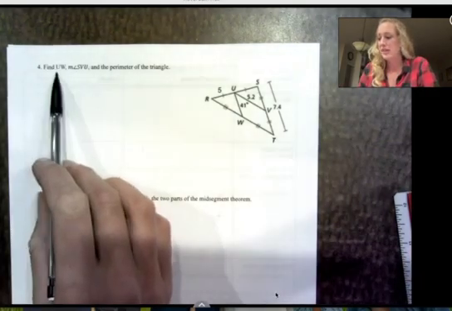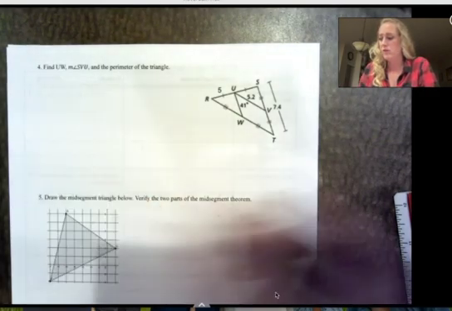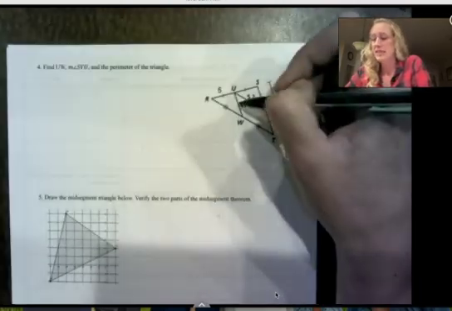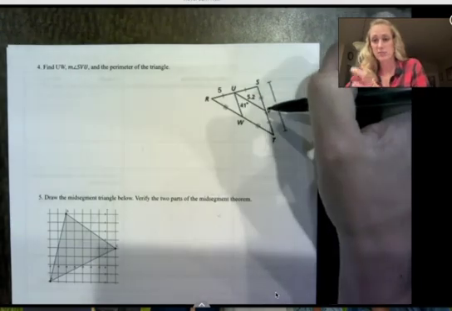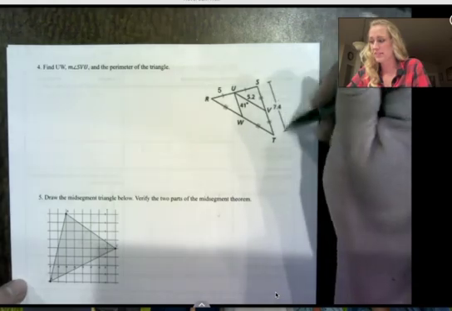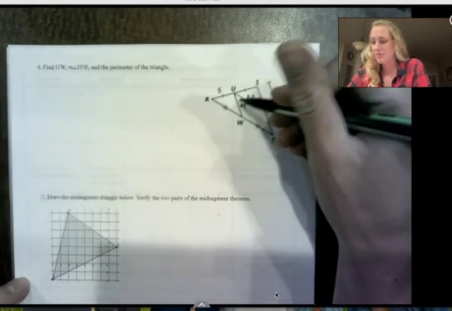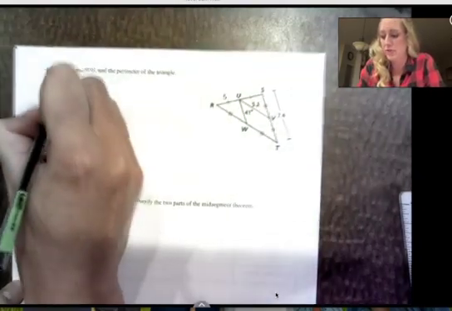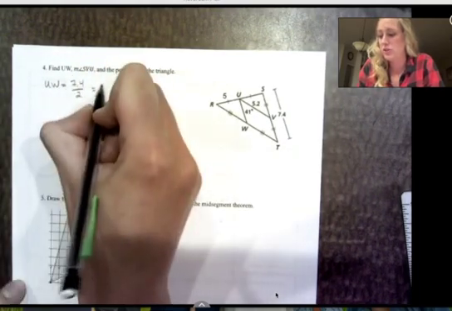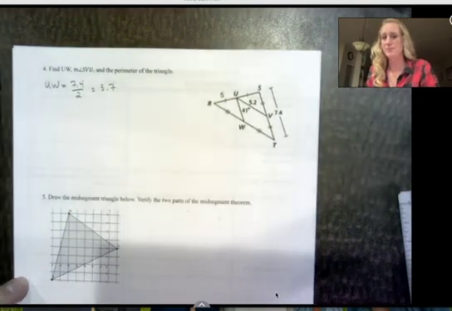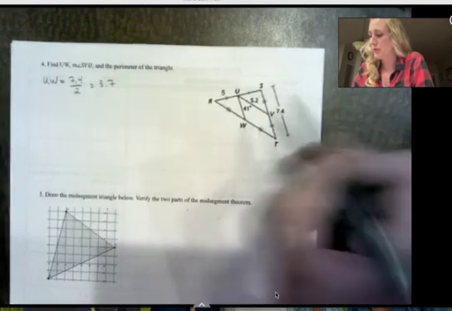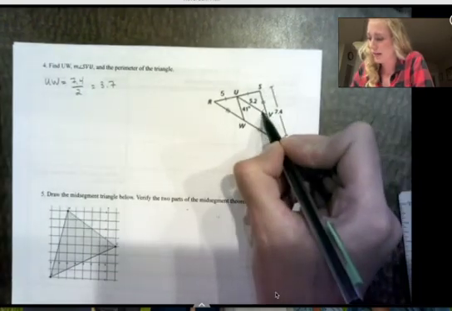So we're trying to find the length of UW. Let's start with that. So UW is the midsegment. So remember, the theorem is that this is parallel to the side it's not connecting, and it's half of that side as well. So if this side is 7.4, half of 7.4 is going to be UW. So all I need to do is 7.4 divided by 2, which is 3.7. Okay? Then it says find measure of angle SVU. So SVU is this angle right here.